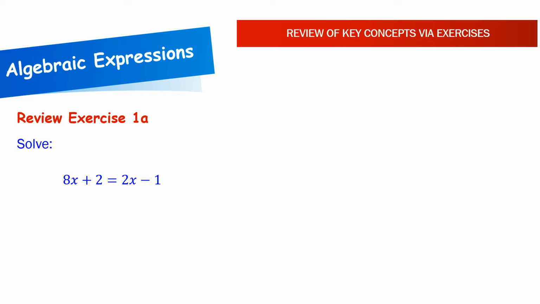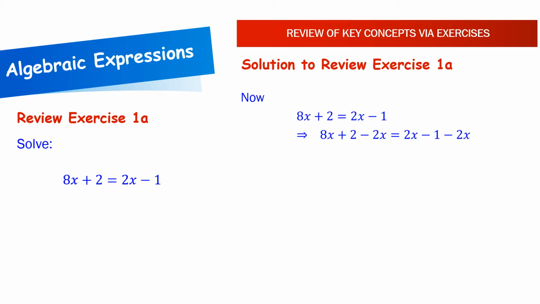So let's take a look at review exercise 1a. Solve 8x plus 2 equals 2x minus 1. We begin by subtracting 2x from both sides so that all the x's are transferred to one side, as shown.